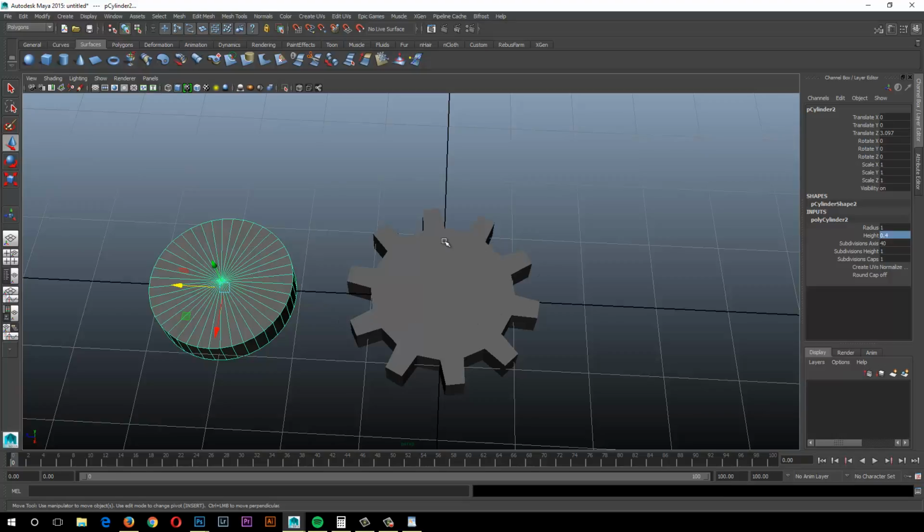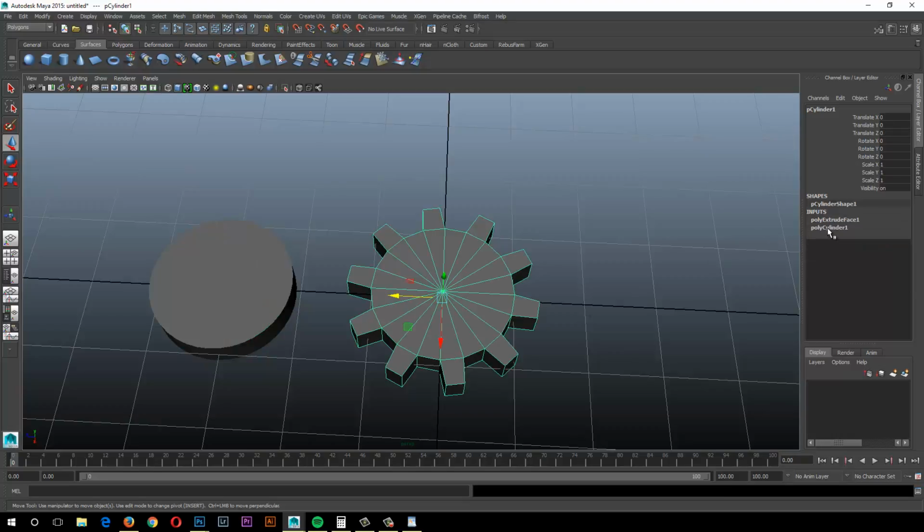And first off, I've got to figure out the circumference of this gear I made and how big the faces of the teeth are. So I know when I made this, the radius was 1, and I did 20 subdivisions, so it's divided 20 times.